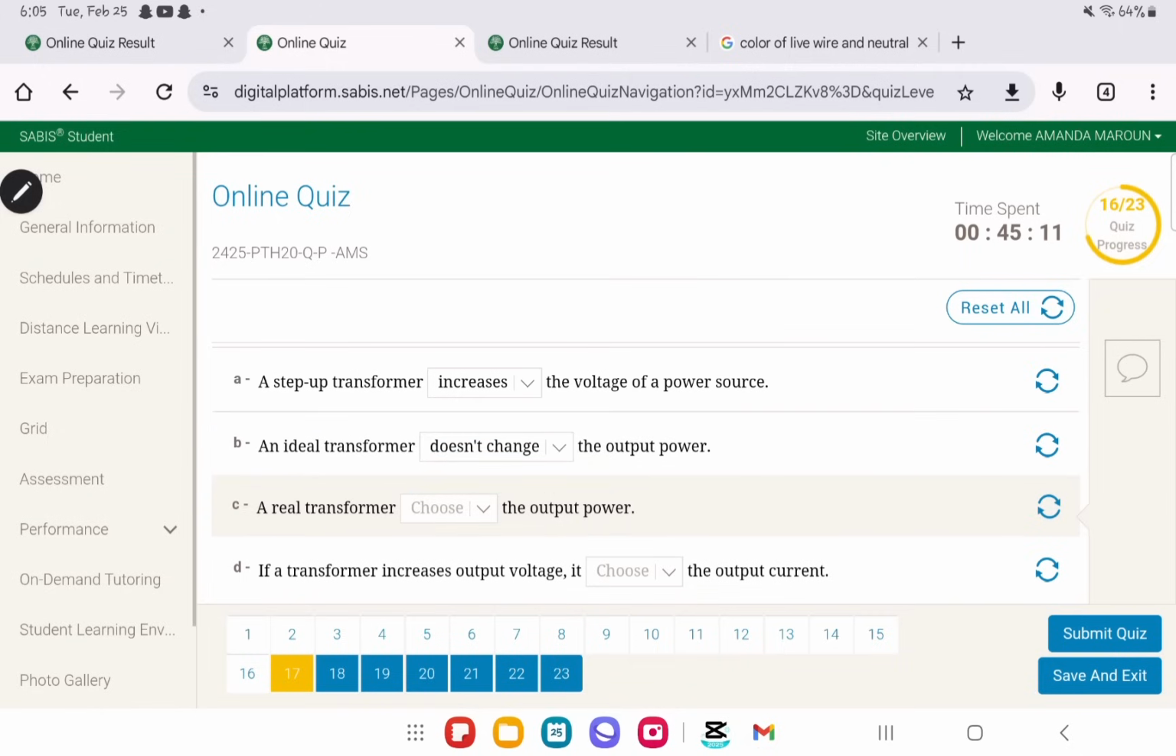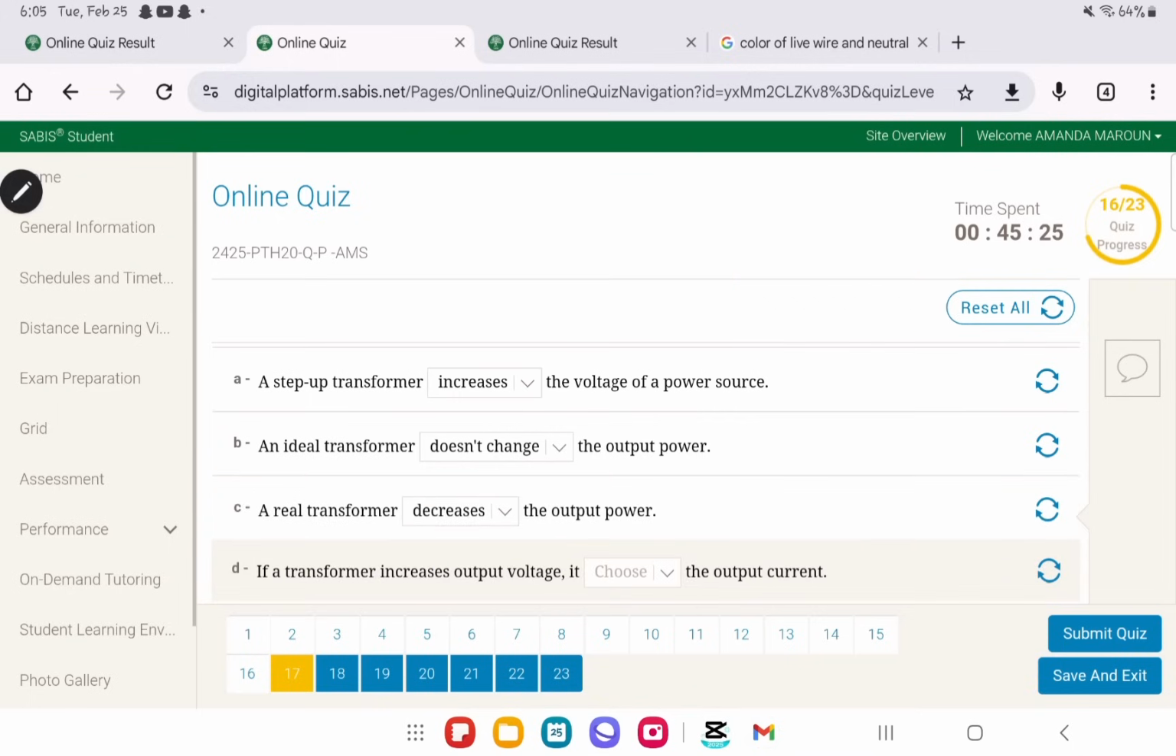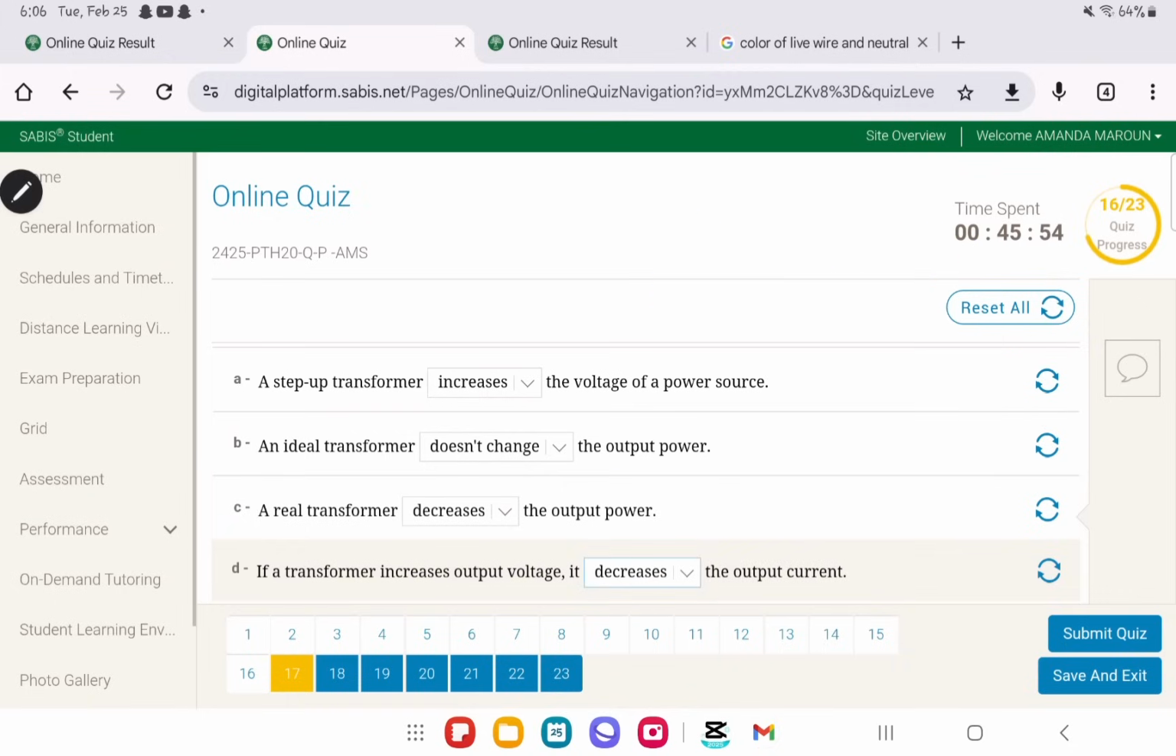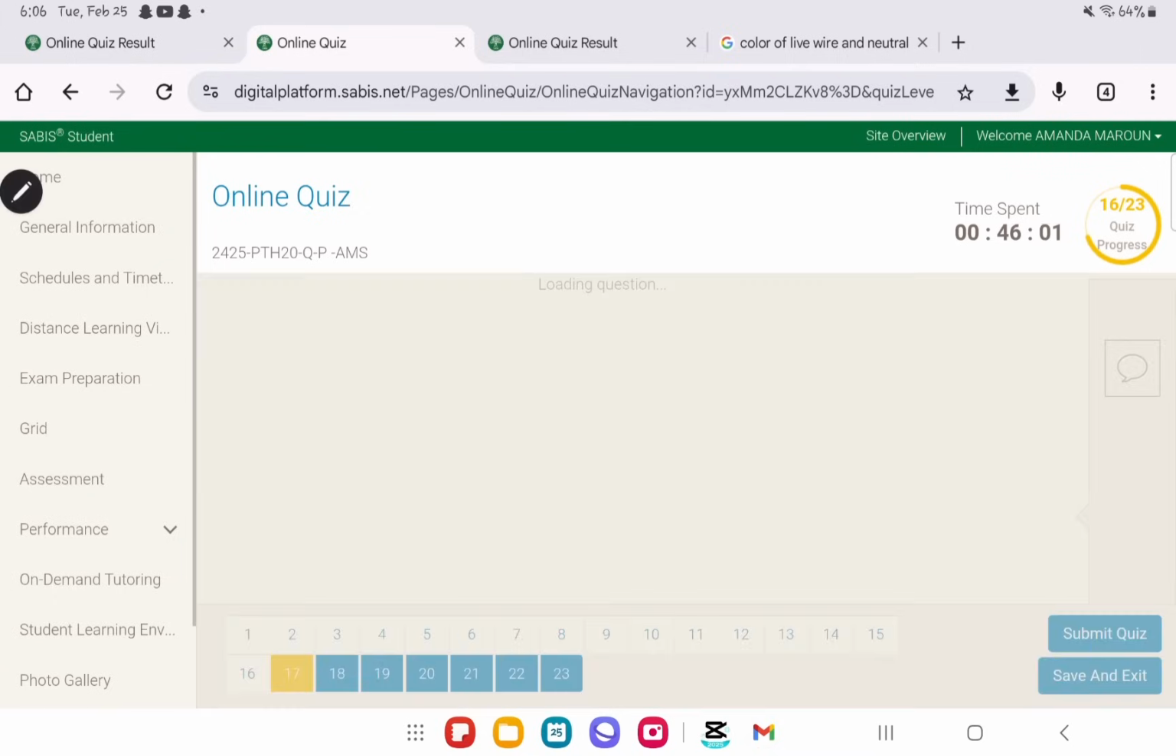However, a real transformer can never be 100% efficient. That's why a real transformer always decreases the output power. That's why power 2 is always less than power 1. Okay? If a transformer increases the output voltage, it means voltage 2 will increase. So voltage 2 over voltage 1, voltage 2 increases. That means the current, on the other hand, because it is flipped, is going to have an opposite effect. So it is going to decrease. So it will decrease the output current. So we move on to the next question, which is question number 18.